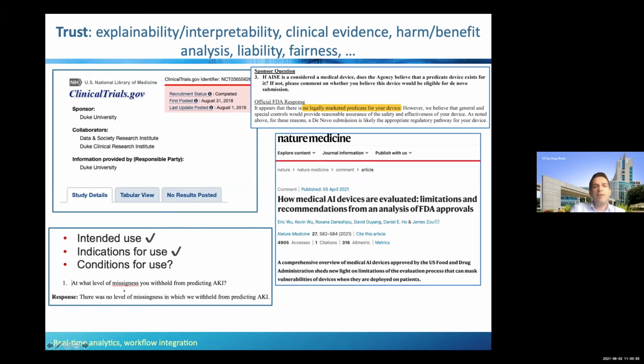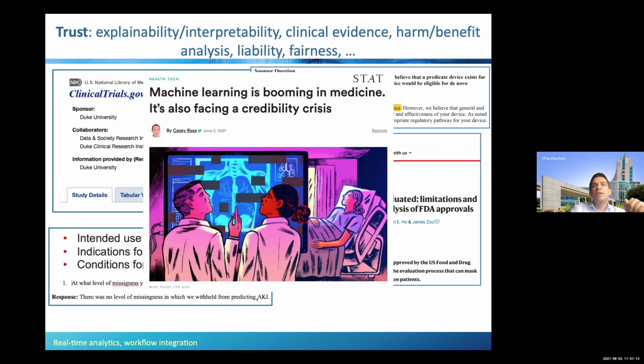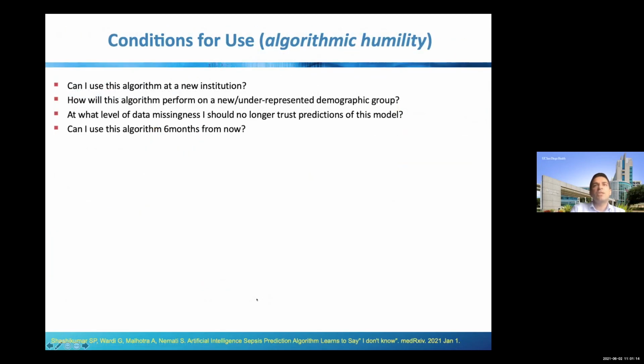When I peer review papers and ask my colleagues at what level of missingness they would withhold from predicting AKI or sepsis or whatever it is, they typically respond that there is no level of missingness at which we don't predict sepsis or AKI. And this should be concerning. So I'm going to quickly mention one area that we have been looking at, the area of conditions for use of algorithms. And I refer to that as algorithmic humility.